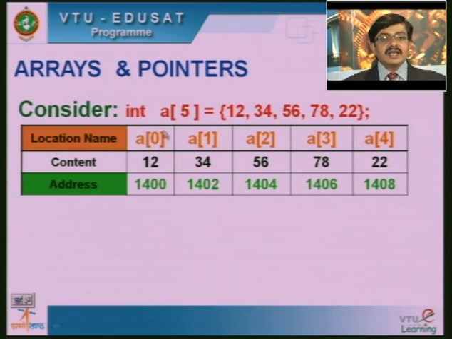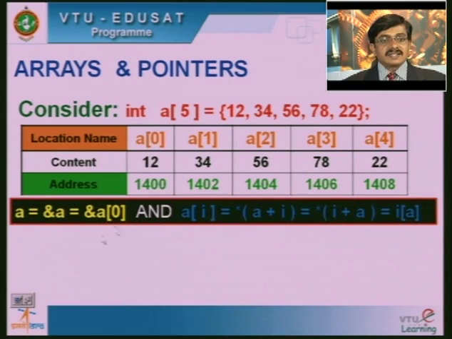Here the ampersand of A of 0 is nothing but 1400. We can see that A is equal to ampersand A is equal to ampersand A of 0, all these three mean the same. A is holding the base address of the array, 1400, and ampersand A also means the base address of the array, 1400, and similarly it is the same as ampersand of A of 0.